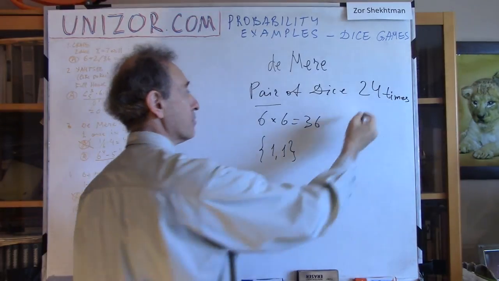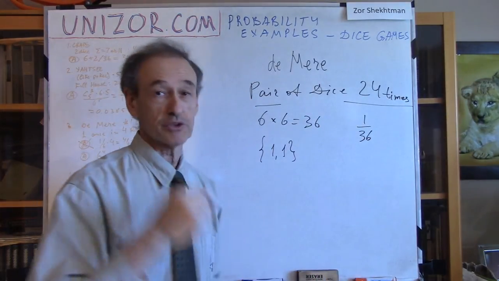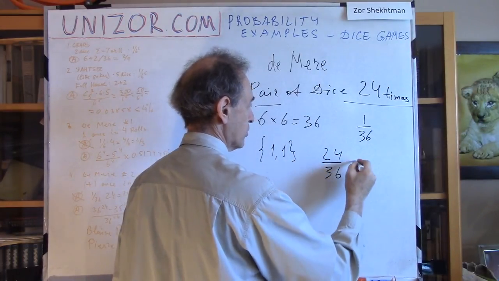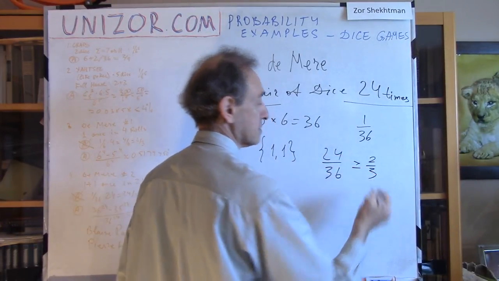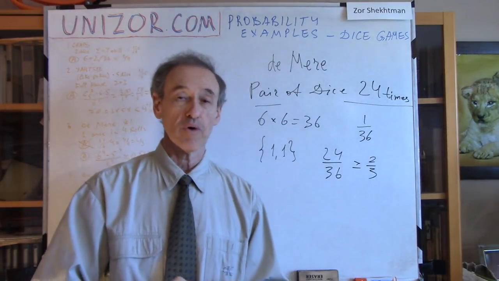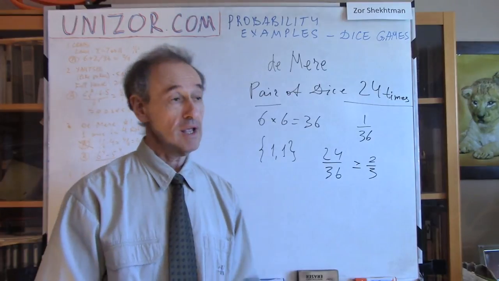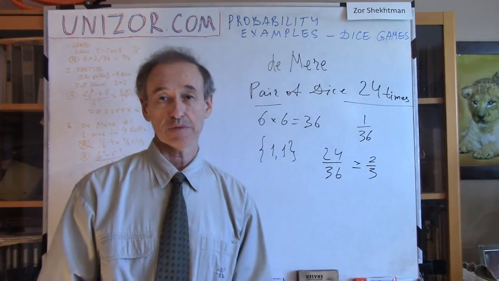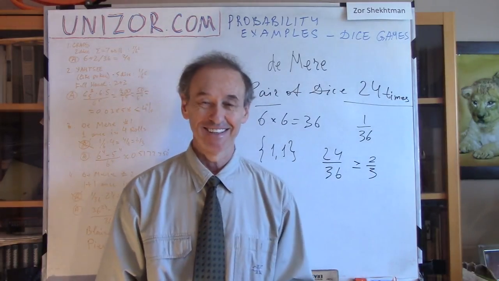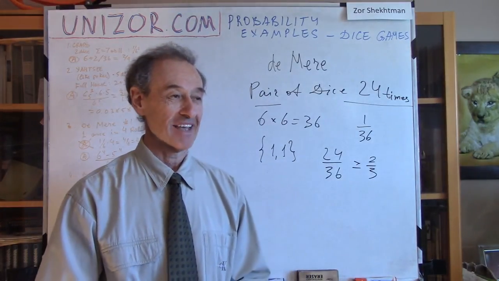And if you repeat it 24 times, according to his logic, it would be 24 over 36, which is basically the same 2/3, the same as before. So from his perspective, it's the same problem as before, the same kind of rules, and he would probably be winning the same as before. Well, guess what? He started losing. And he lost a lot.